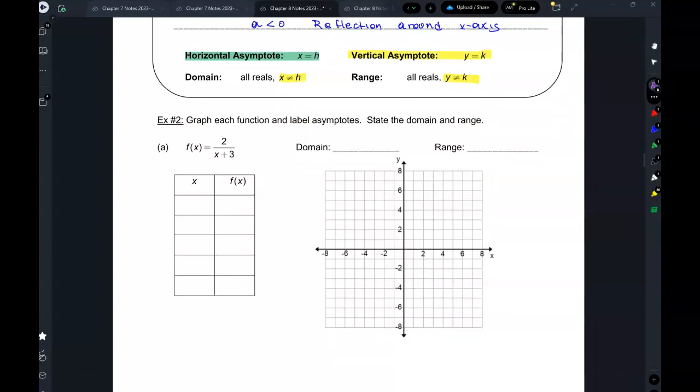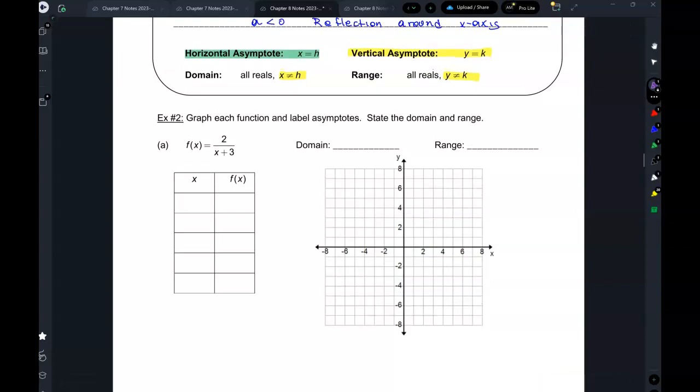All right, so first of all, let's talk about the asymptote. Look, x plus 3, right? There has been a shift to the x plus 3. So when I say x plus 3 equals 0, x equals negative 3, the asymptote is x equals negative 3. So what happens when x equals negative 3?